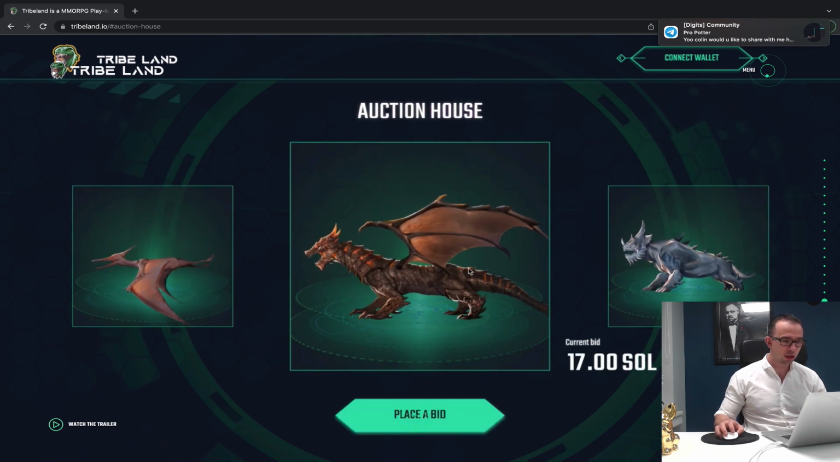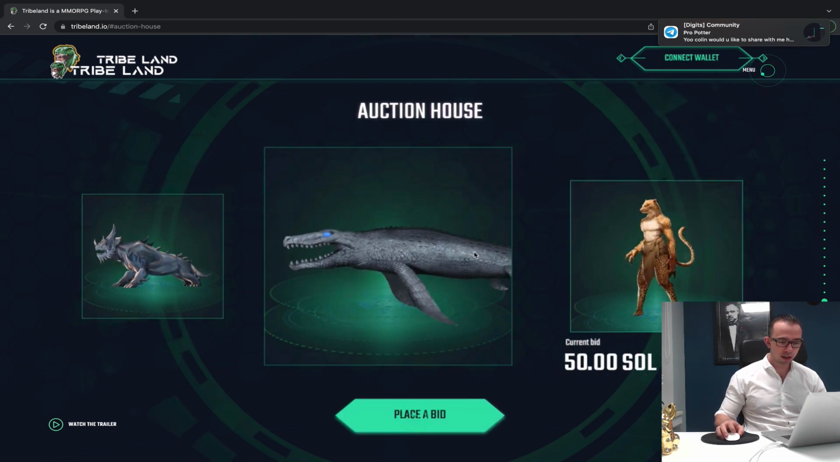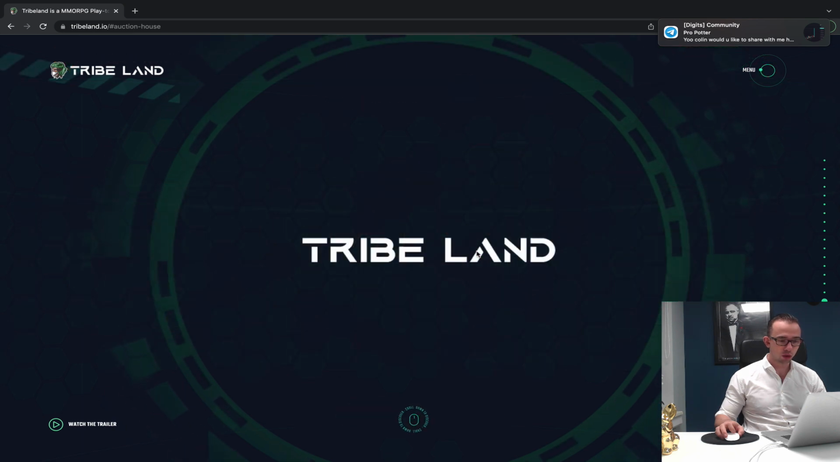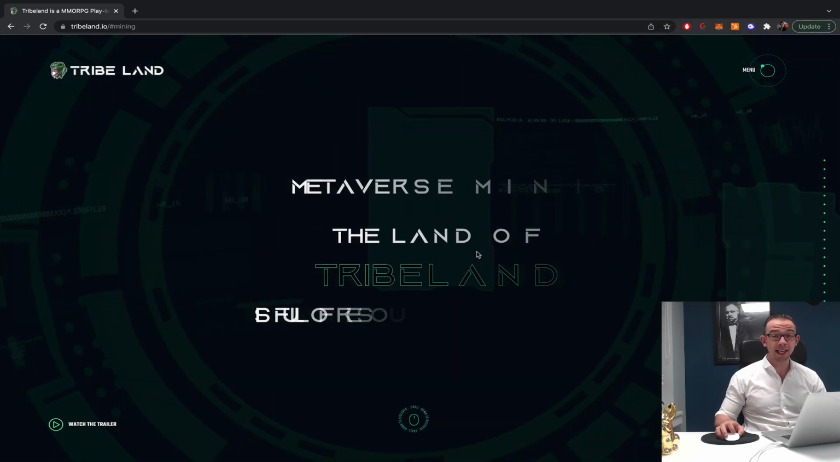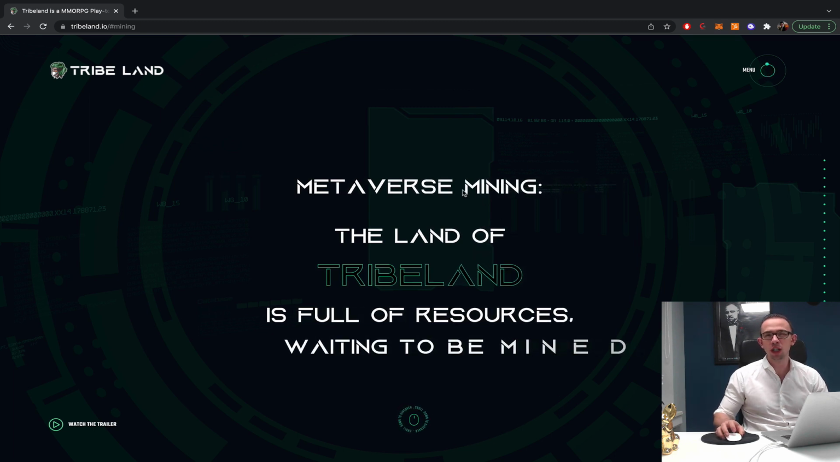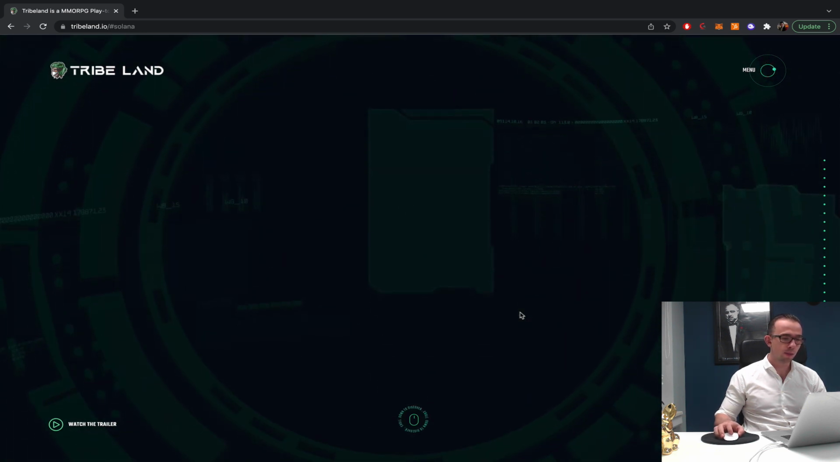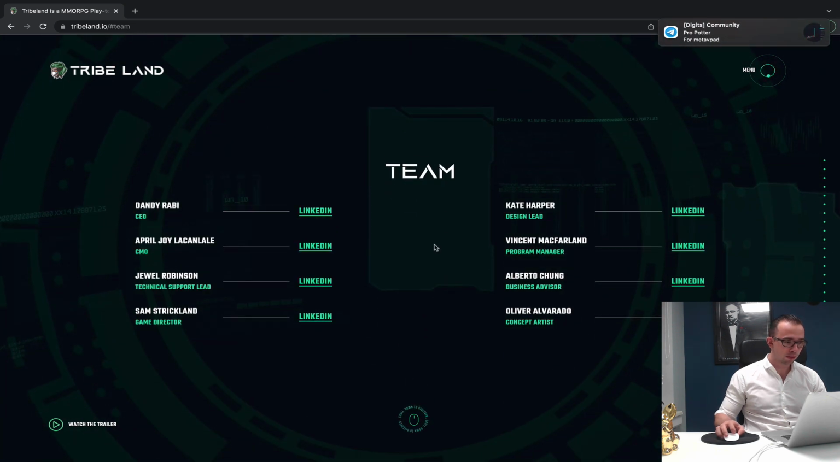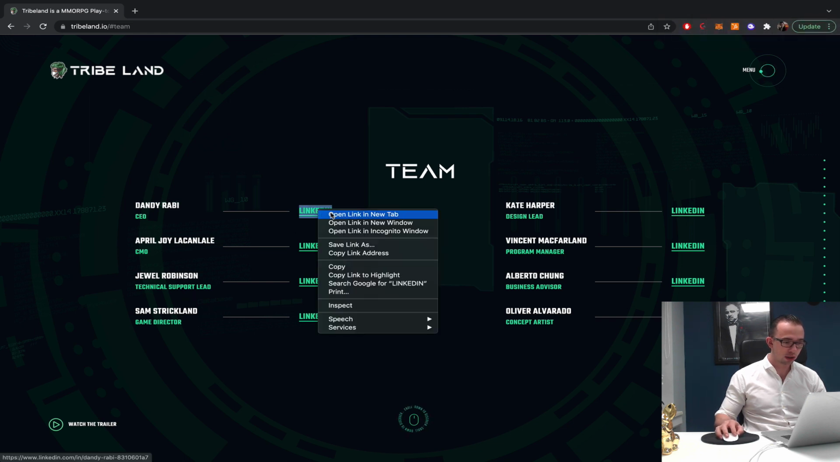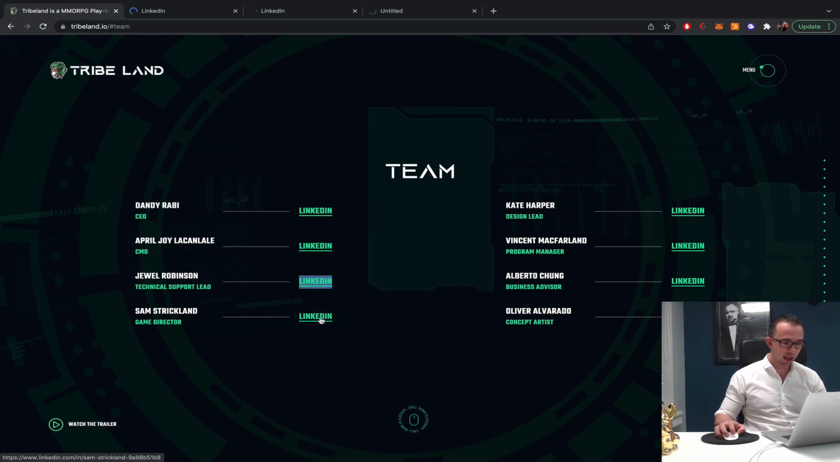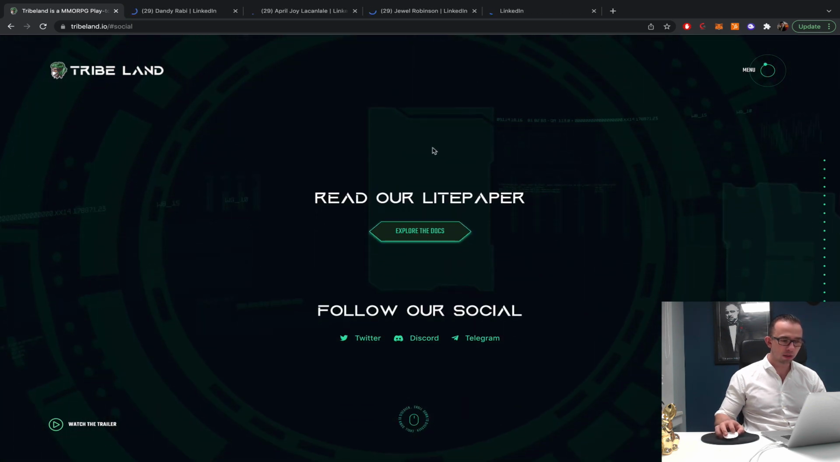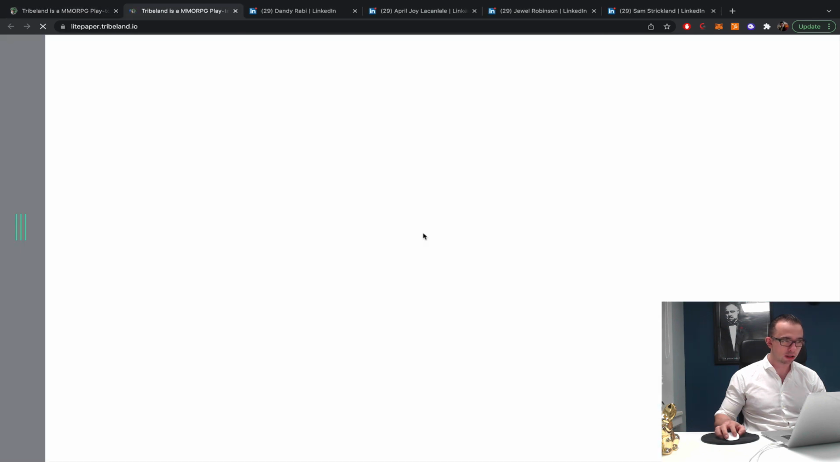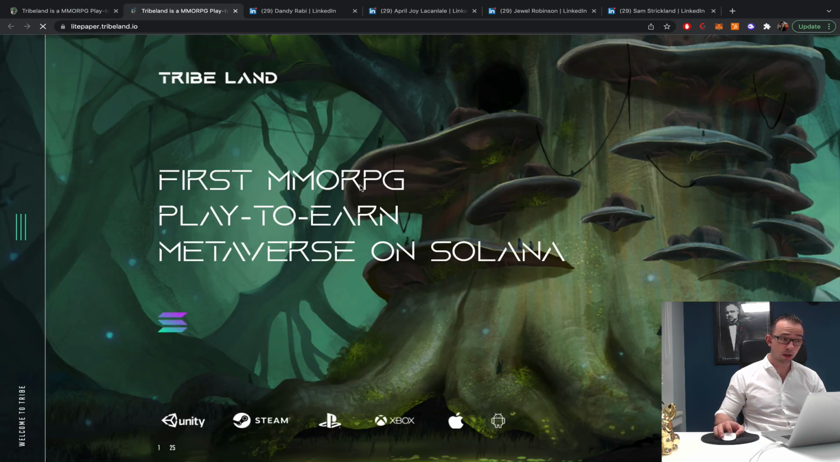There's an auction house. Then you got the bids on how you could trade the actual tribe land assets on the building auction house, which usually most of these projects have, right? The land of Tribeland is full of resources waiting to be mined, which you then can trade. Welcome to Tribeland, a one-of-a-kind metaverse. All right, so we got Dandy with LinkedIn, April, Jewel. Let's open them up one by one. And the game director. I don't need to see everybody on the team, but oh, here, the light paper is here. Explore the documents. That is what I would like to see. Oh, well, that also looks really good.